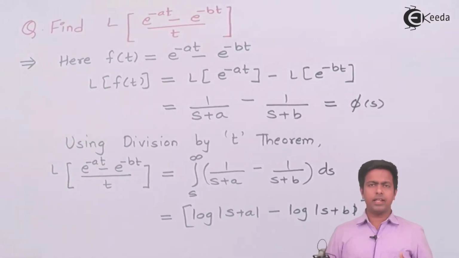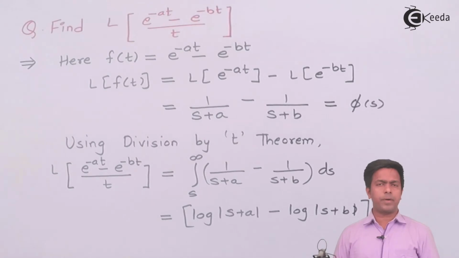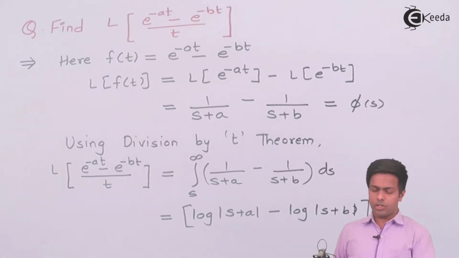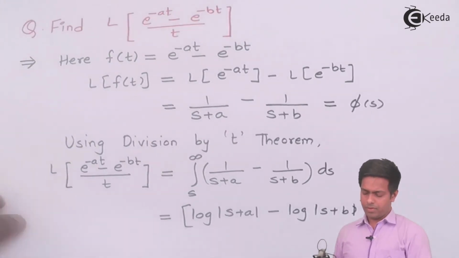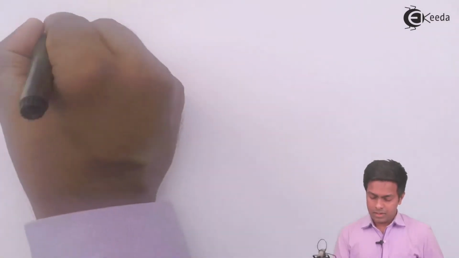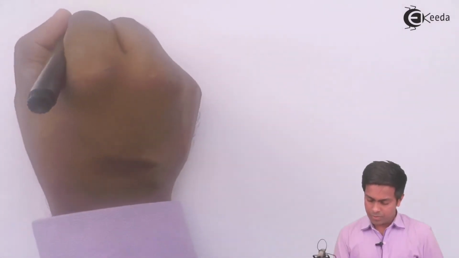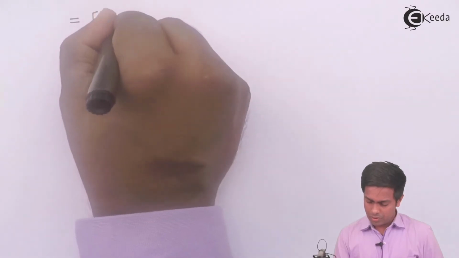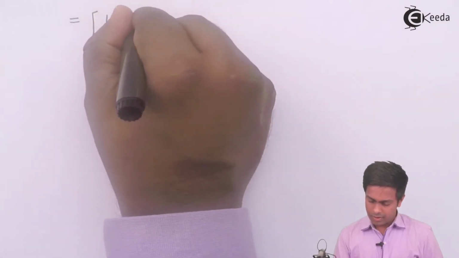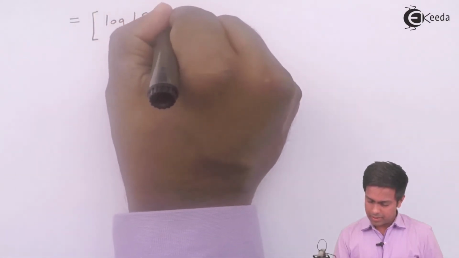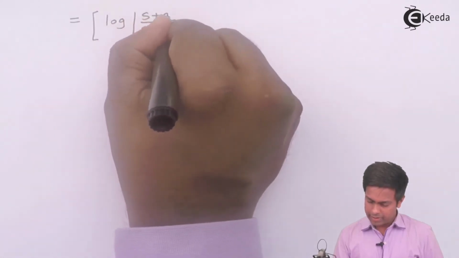Now guys, before applying the limit, if you observe this, this is a property that is log a minus log b, which is log a upon b. So here this is equal to log of s plus a upon s plus b.